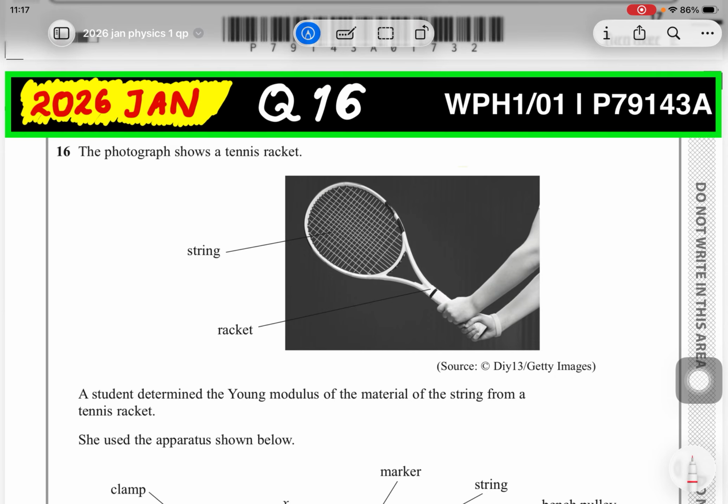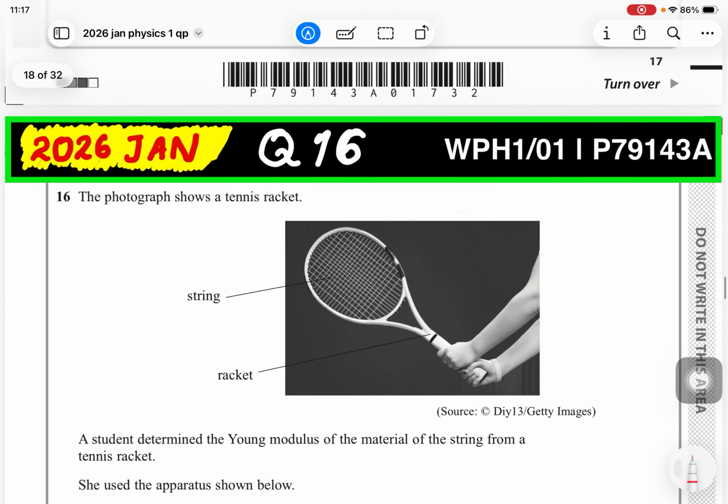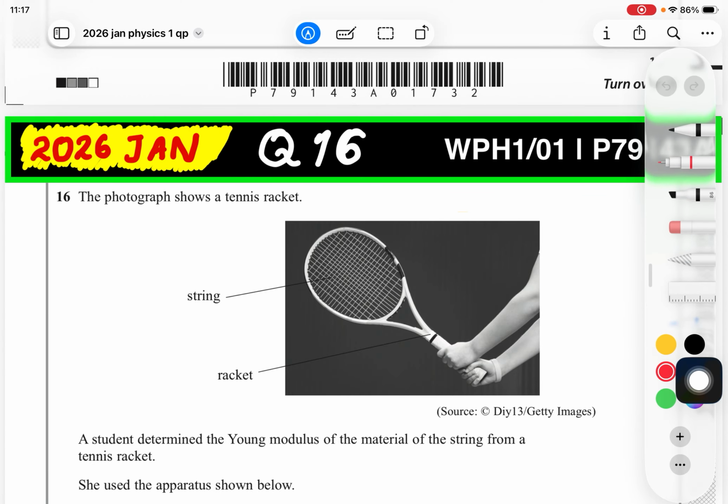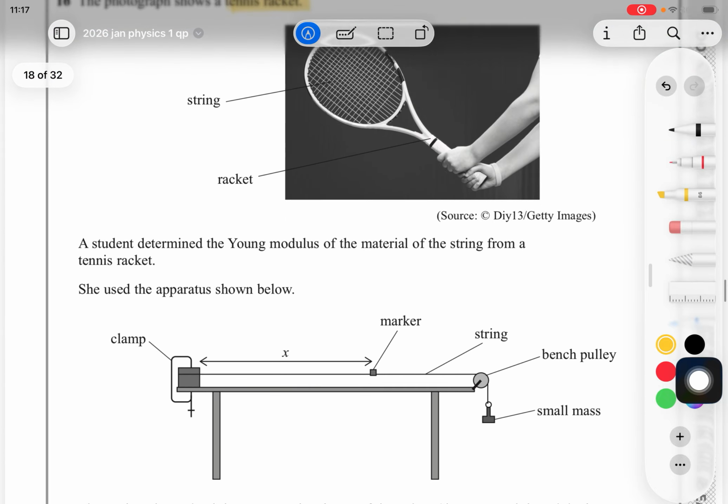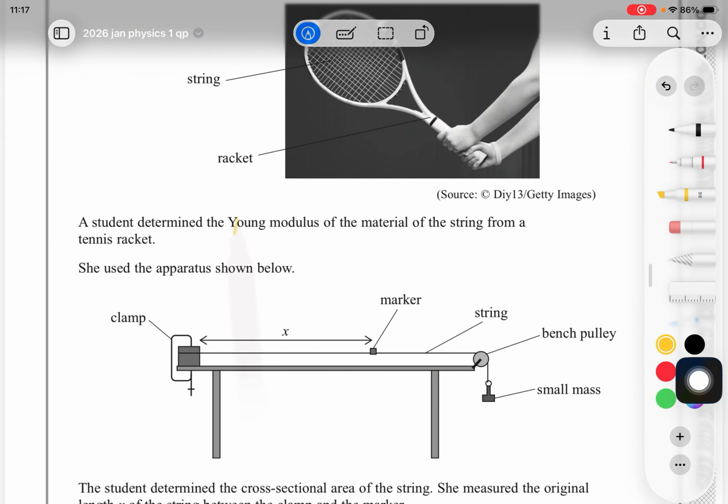So now let's start with question number 16 in unit 1 of physics. Here in this question, they're talking about a tennis racket. A student is determined to calculate the Young's modulus of the material of the string from a tennis racket.